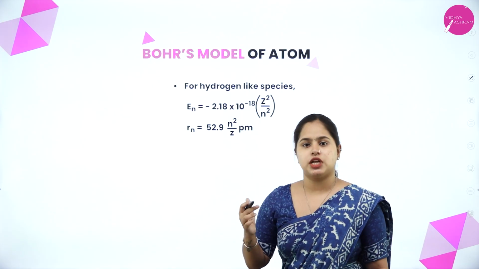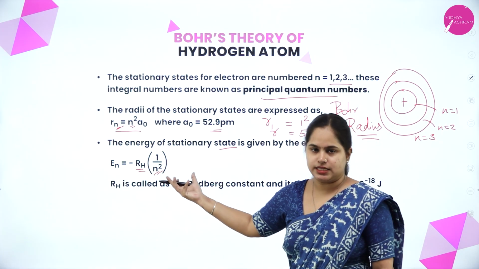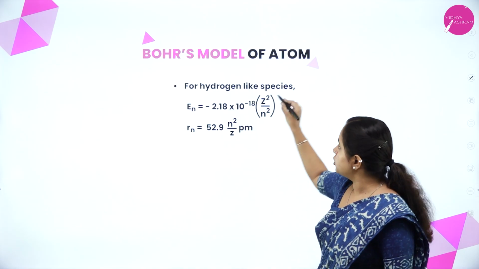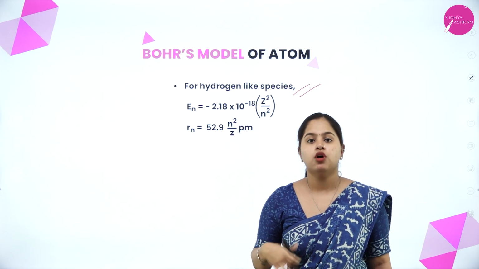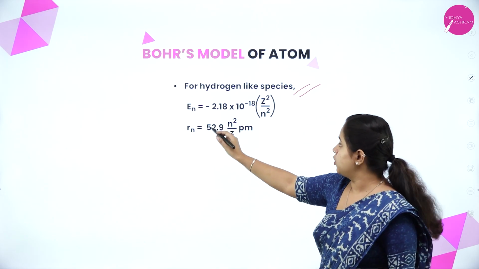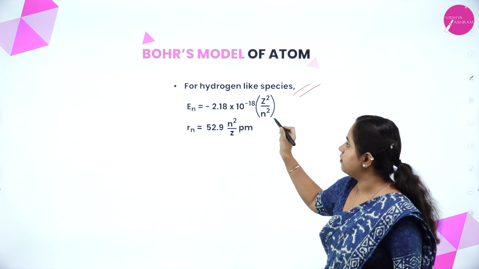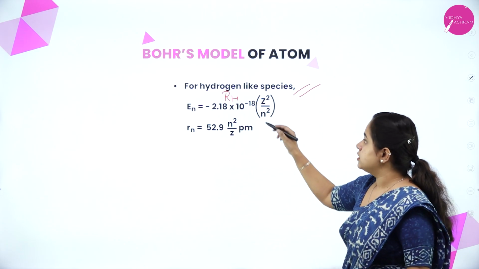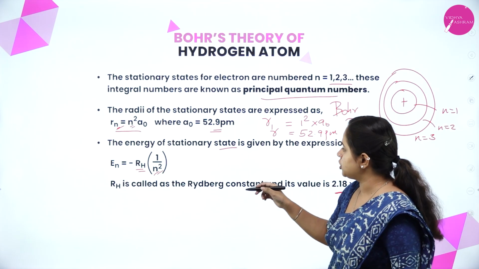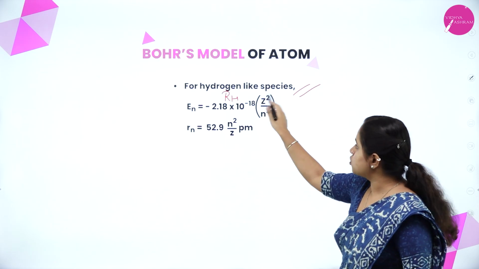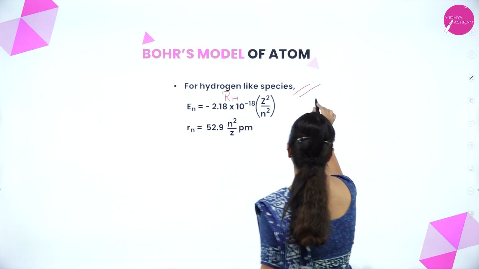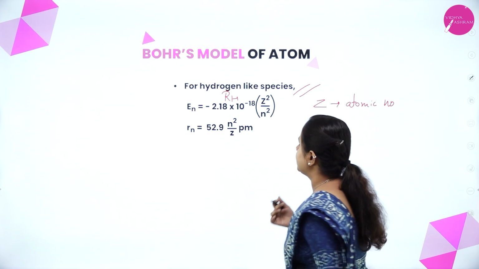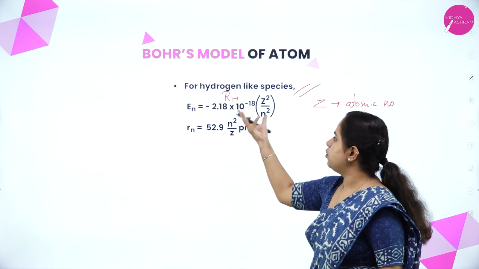Yes. Now, for hydrogen atom, we saw the equation is as this. En is equal to minus RH into 1 by n square. Clear? Now, for hydrogen-like species also, Bohr was able to formulate an equation. That is, En is equal to minus 2.18 into 10 to the power minus 18, that is basically RH, right? Yes. Minus RH into Z square by n square. So, what was the equation here? It was just 1 by n square. A Z square was also introduced. So, what is Z? Z is the atomic number of your particular atom. For hydrogen-like species, you can use this equation.